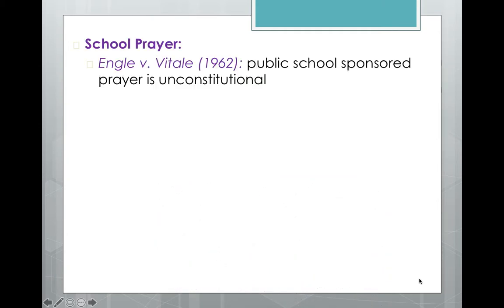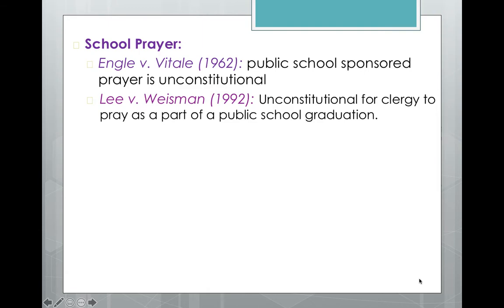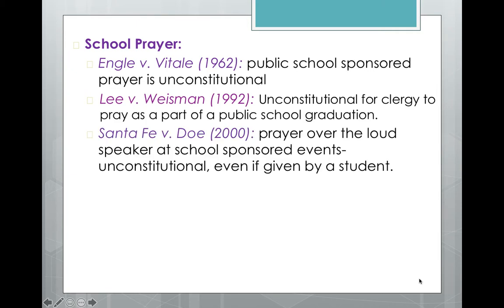What about with schools and school prayer? Engel versus Vitale was public school sponsored prayer is unconstitutional. Lee versus Weisman, unconstitutional for clergy to pray as part of a public school graduation. So since the 90s, you cannot, at a public school, have a clergy member of any religion pray at a public school graduation.